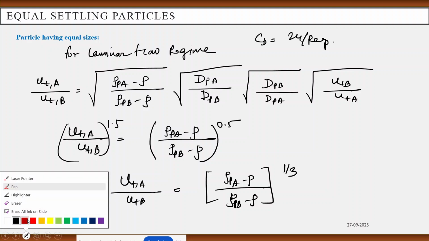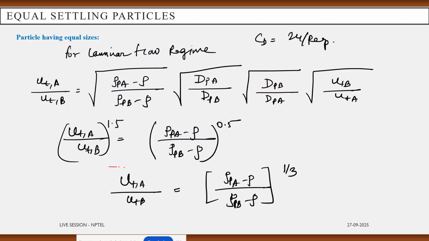So this is the equation for a laminar zone. Now when you are going for any kind of transitional zone between these two Reynolds number zones, that is laminar flow and turbulent flow, this n value will be between 0.5 and 1 by third. Between this value you will get.